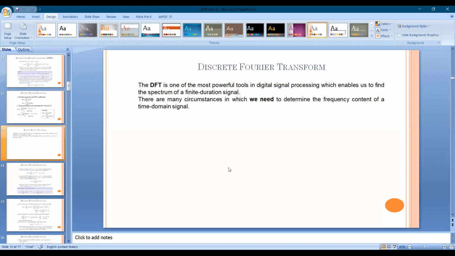In this lecture, we will study the discrete Fourier transform. Before studying the discrete Fourier transform, we need to know the importance of time domain signals and frequency domain signals. Why are we converting time domain signals into frequency domain signals?